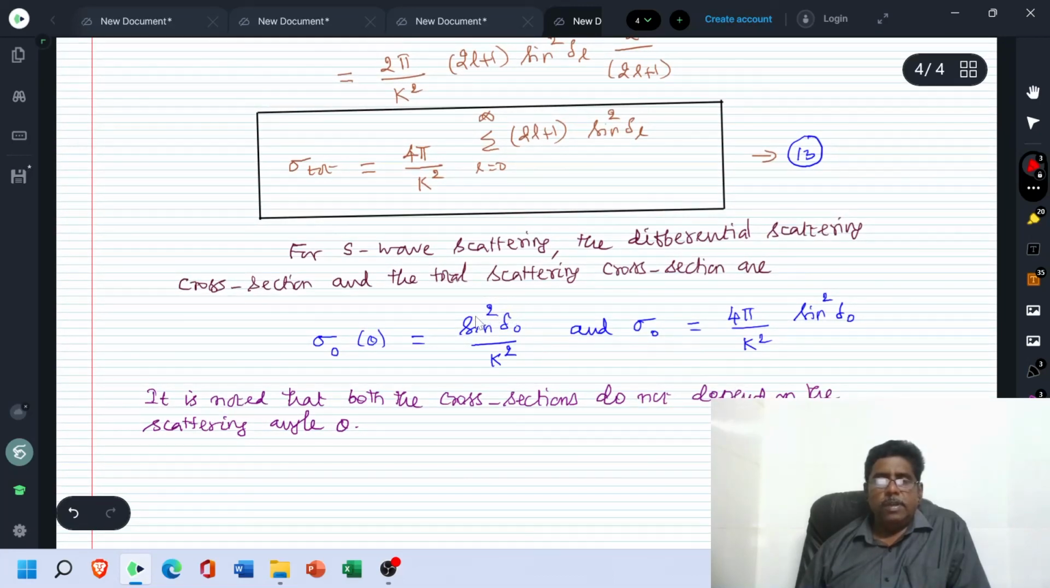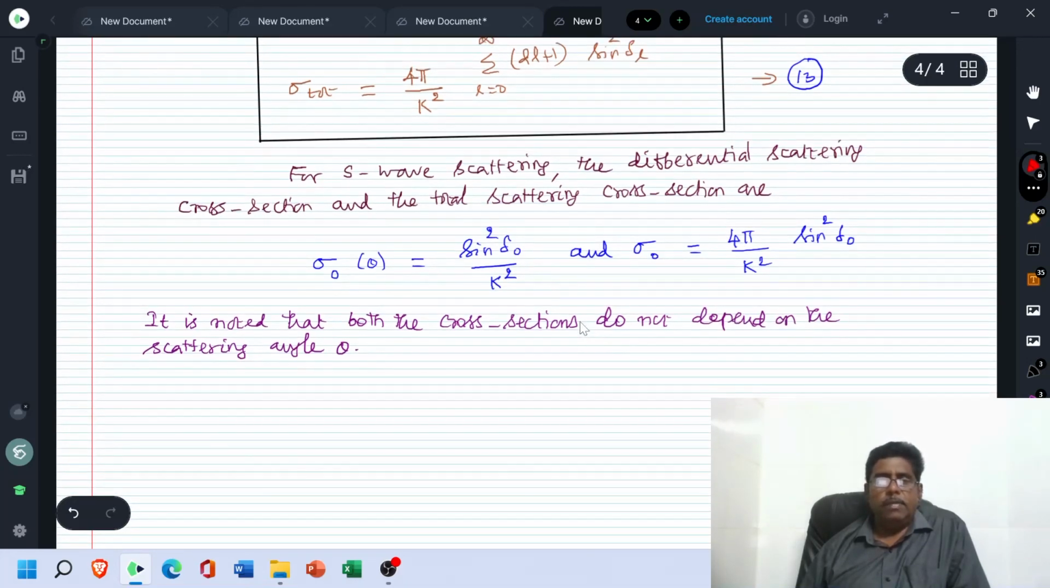This is a geometrical cross section, and this is a total scattering cross section. The total scattering cross section is 4π times the geometrical scattering cross section. Anyway, it is noted that both the cross sections do not depend on the scattering angle θ, whereas these cross sections depend on the phase shift δ. That's all about the low energy scattering.